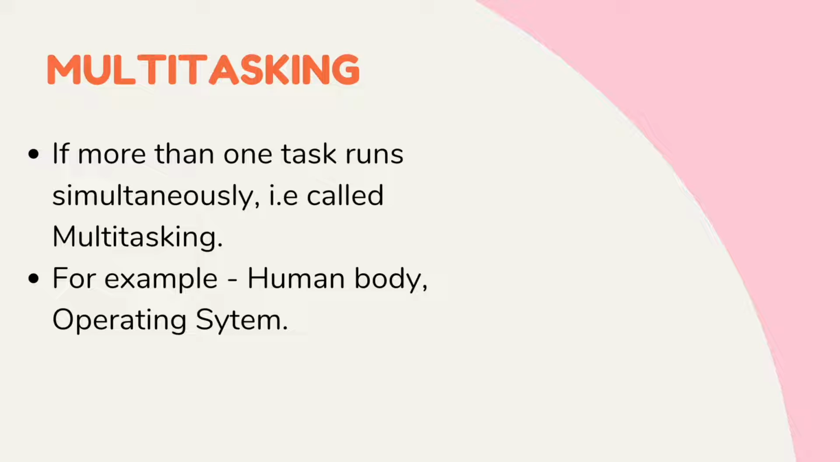So what is multitasking? If more than one task runs simultaneously, that is called multitasking. For example, you can take the human body or an operating system. In an operating system, a lot of programs run simultaneously, so that is multitasking. And the same is true in the human body as well. So this is the basic definition of multitasking.